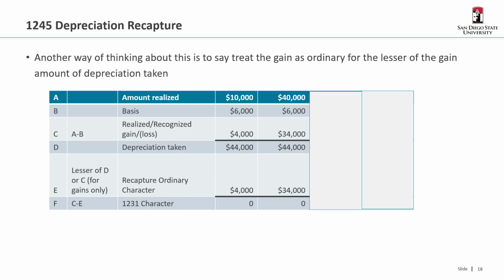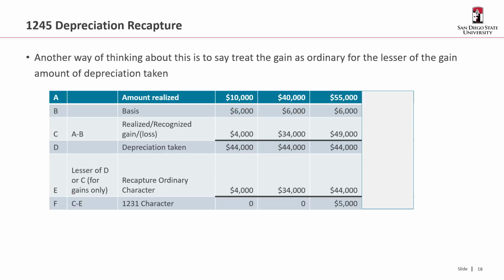All right, let's change it one more time. Let's bump the sales price up to $55,000. So now her recognized gain is $49,000. She's taken depreciation of $44,000. The lesser of those two is the depreciation taken. As a result, she only recharacterizes $44,000 as ordinary. The remaining $5,000 of that gain, that's the 49 minus the 44, is §1231.